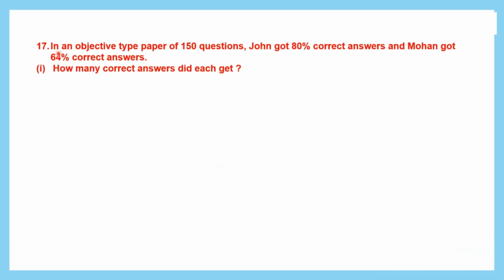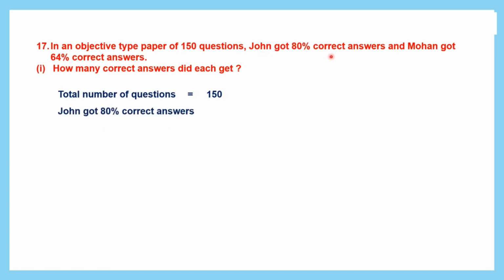Question 17. In an objective type paper of 150 questions, John got 80% correct answers and Mohan got 64% correct answers. Our first question here is, how many correct answers did each get? Not the percentage, but the number of correct answers. So let's begin by saying the total number of questions is 150. Now this is what is given to us.